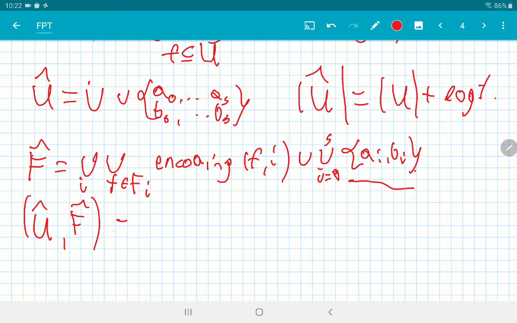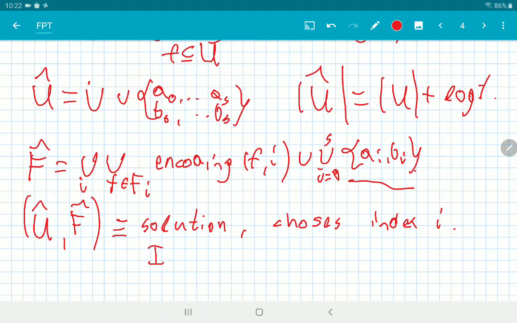So if there is a solution, then it chooses an index I, let's call it capital I just for clarity of notation. So think about this index I, this is the encoding of I. It's a subset of these 2s binary bits. All the sets that belong to instances that are different than I are going to immediately be satisfied by this instance.